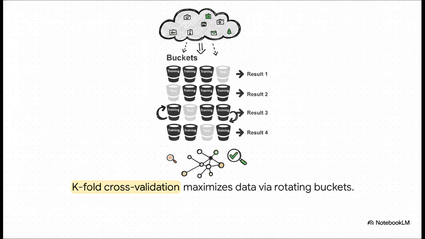But what if your data set is just too small to afford a simple split? Well, that's where a brilliant technique called K-fold cross-validation comes in. It smartly chops your data up into rotating buckets. It trains on a few buckets, tests on the remaining one, and just keeps rotating through until every single piece of data has been used for both training and testing. It's incredibly efficient and maximizes your data without sacrificing that rigorous evaluation we need.